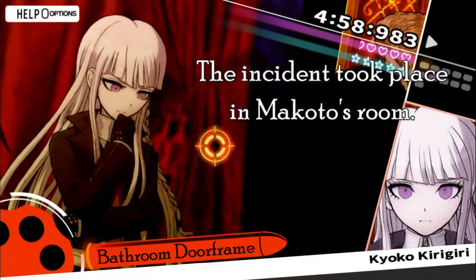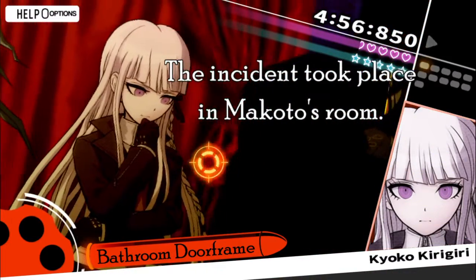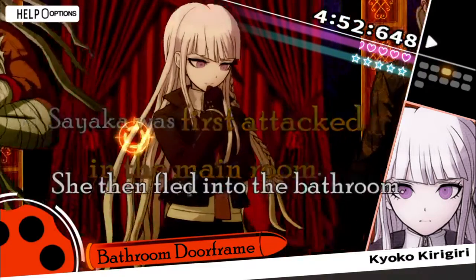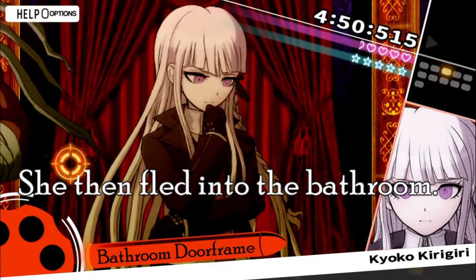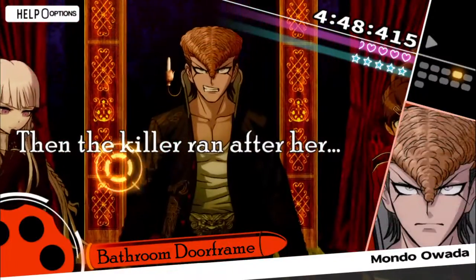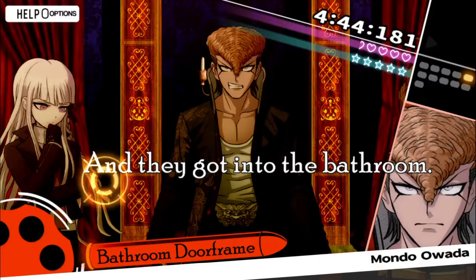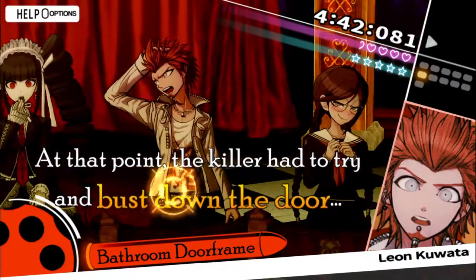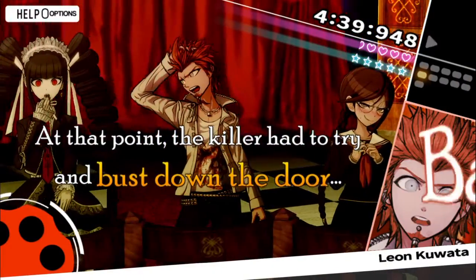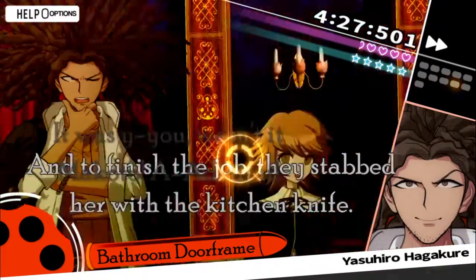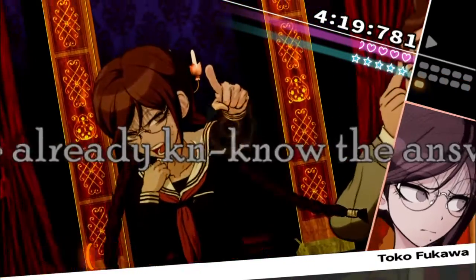The incident took place in Makoto's room. Sayaka was first attacked in the main room. She then fled into the bathroom. Then the killer ran after her. And they got into the bathroom. At that point, the killer had to try and bust down the door. Because Sayaka had locked it. And finally... To finish the job. It was you! We already know the answer!